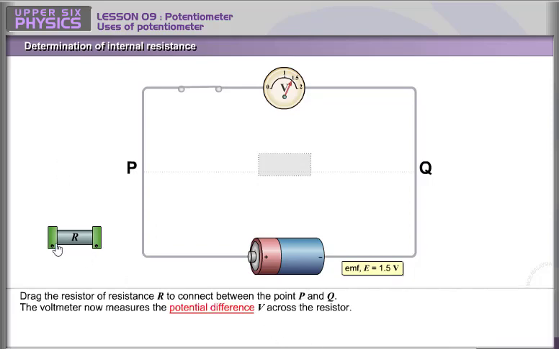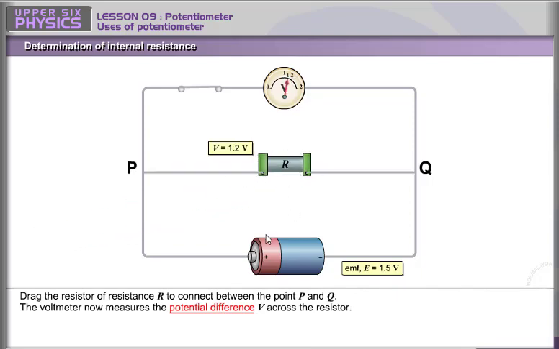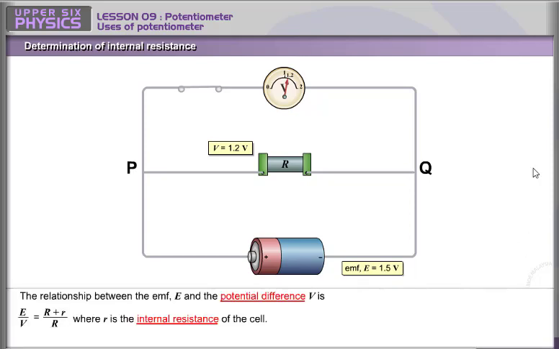Drag the resistor of the resistance R to connect it between the point B and Q. The voltmeter now measures the potential difference V across the resistor. The relationship between the EMF E and the potential difference V is E over V equals (R plus r) over R, where r is the internal resistance of the cell.